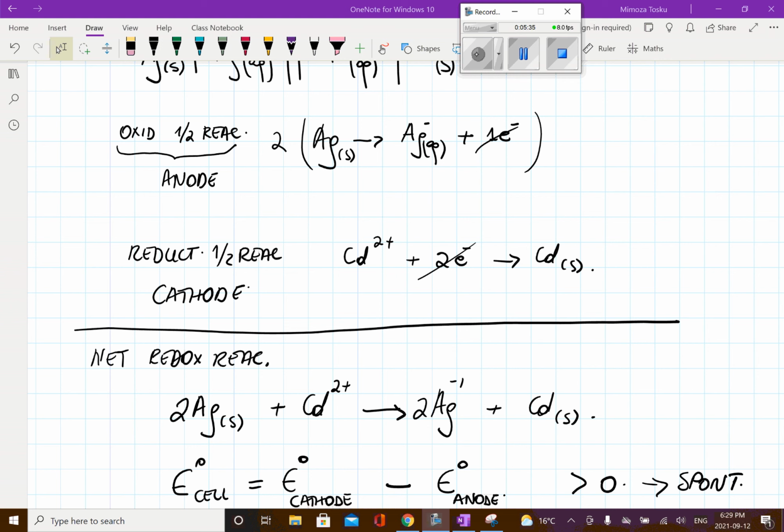So you write the oxidation and reduction half reactions, and then place which one is cathode, which one is anode. Okay, so this is actually in terms of what is happening.